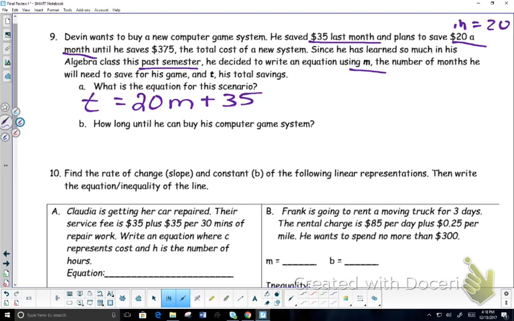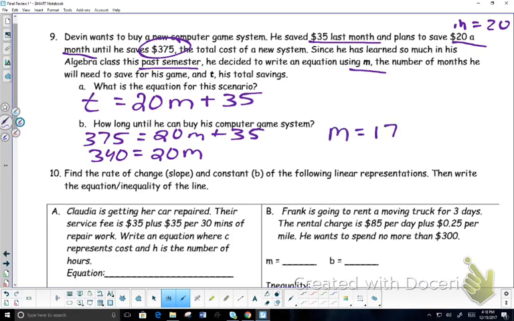Then it says, how long until he can buy his computer game system? Well, the system he's interested in buying costs $375. That means he's going to have saved $375. So we just plug that in for T, and then we can solve. If I subtract 35 from both sides, I'll get 340 equals 20m. Divide both sides by 20, and I'll get m equals 17. So in 17 months, he will be able to buy his computer game system.